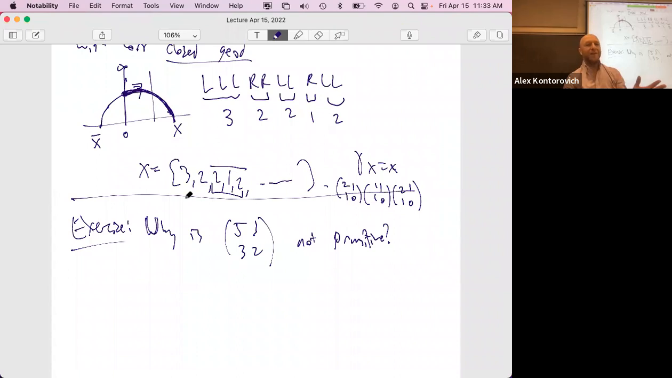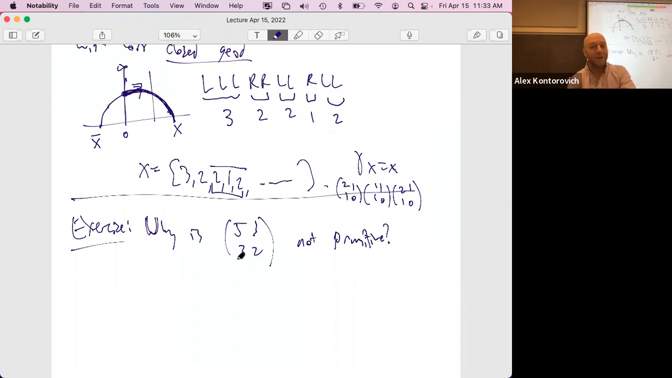you want to kill off the pre-periodic part by an element of SL2Z, and then you have this periodic part. So all you care about is the periodic part. And this matrix will add 2, 1, 2 to the front of your continued fraction. And if that gives you the same x back, that means your x was 2, 1, 2, 2, 1, 2, 2, 1, 2 forever. Okay, so what are you going to say here? That it's when it's purely periodic?